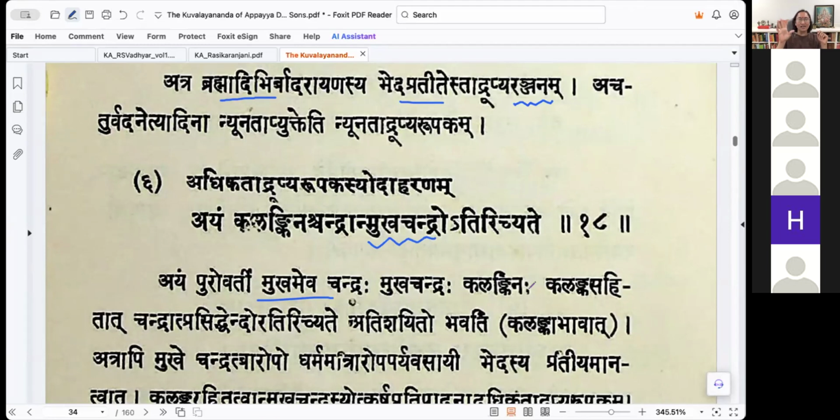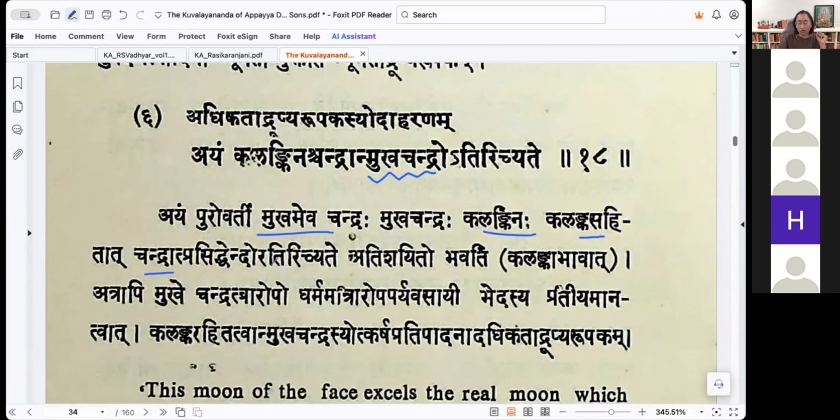There are black spots in the moon when we see him. So it is like a black spot, not a Purna Chandraha. But this Mukha Chandram has no Kalankam at all in the face. So Kalankinaha Chandrat, Atirichyate, it excels or exceeds the moon which has Kalankam. Kalankinaha Kalanka Sahitat Chandrat Prasiddha Indoho Atirichyate Atishayitaha Bhavati. Why is it excelling the Prasiddha Chandra? Kalanka Abhavat. Because it does not have any chinnam, any black spots. It is better than the original Chandra or the famous Chandra.